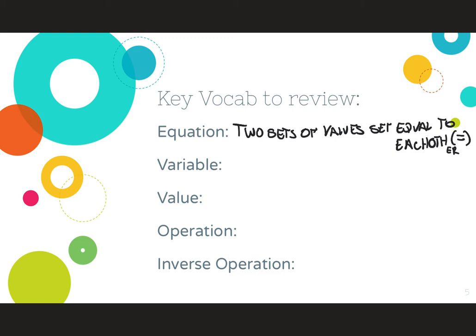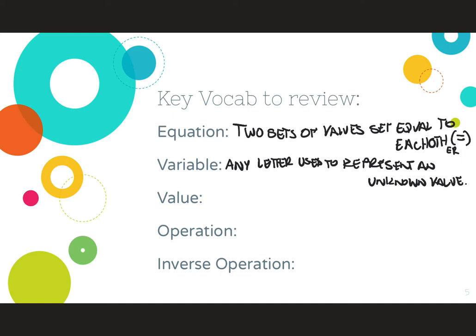A variable is any letter used to represent an unknown value. Value is just another word for number.